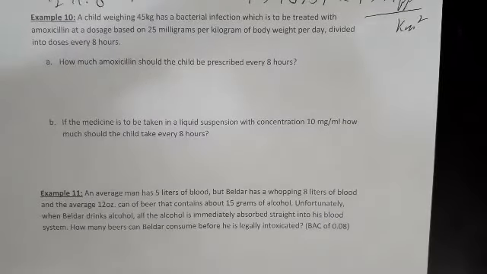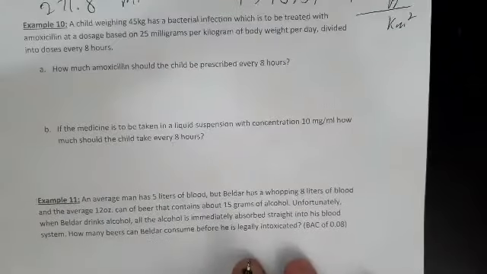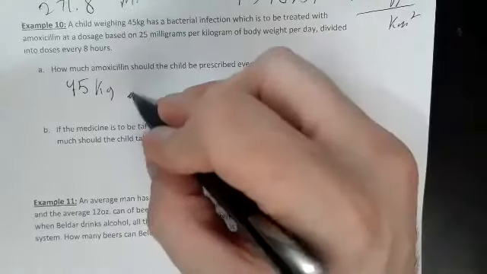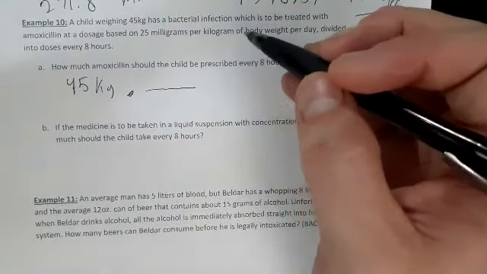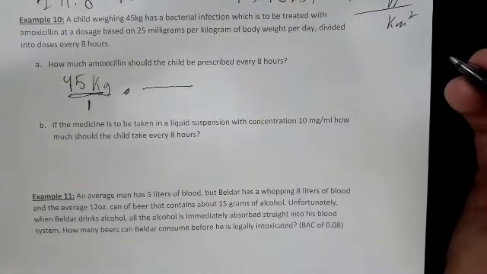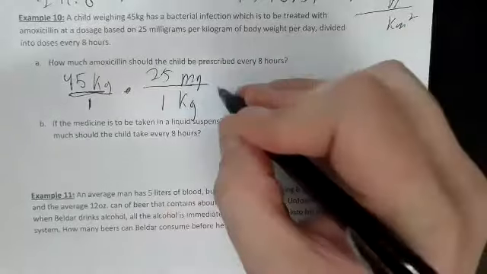Okay, so if we have a 45 kilogram child, and we know the medicine dosage is 25 milligrams to kilograms. You might not set this up correctly and accidentally flip things, but if you have a whole number, you can always put that over 1. If we want to get rid of kilograms, kilograms is going to go here and milligrams here. So I know 25 milligrams for every 1 kilogram.